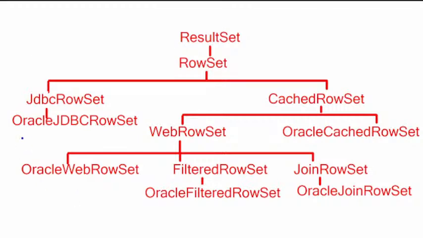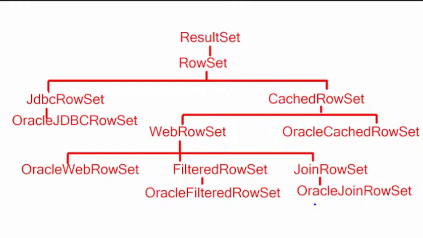Now, using OracleJDBCRowSet, can I access JdbcRowSet methods? Yes. Can I access RowSet? Can I access ResultSet? Yes. So with this hierarchy, what you'll understand is that for upcasting and downcasting purposes, this hierarchy is required.